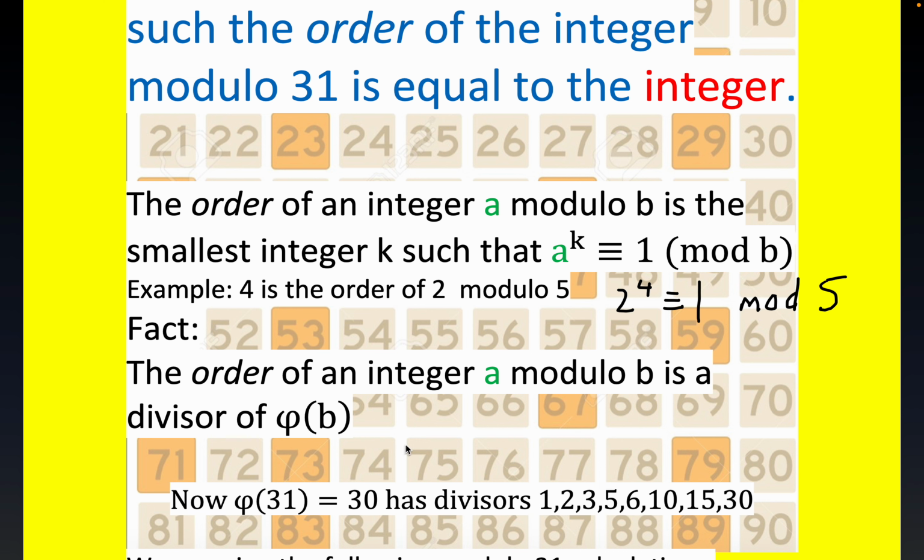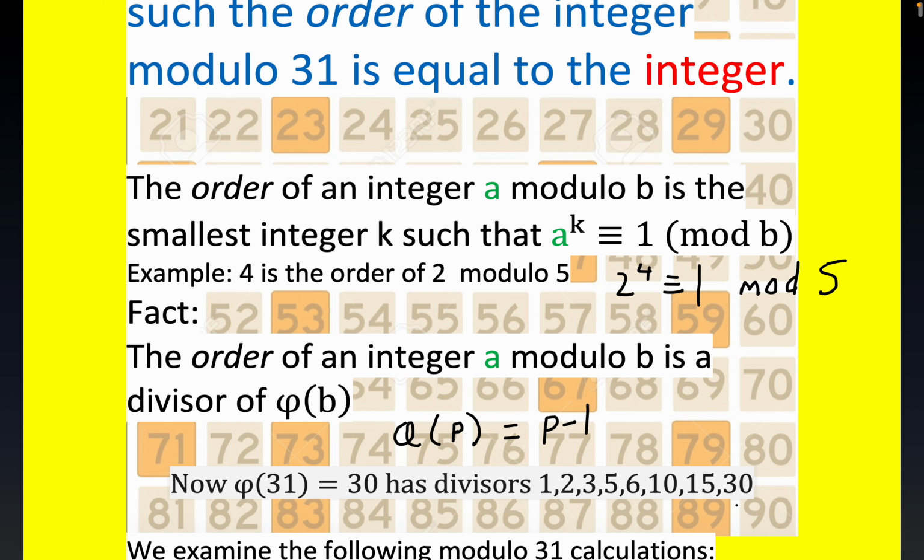Now, in general, as a side, phi of p, and you could almost define the phi function first and then define prime numbers next if you wanted to, phi of p is always equal to p minus 1, and that follows immediately from the definition of a prime number. Again, the phi function is a counting function that counts the number of integers less than the input argument that are relatively prime to the input argument. So this is equal to 30. This fact that I didn't prove is something that's proven in a number theory textbook. 30 has the divisors 1, 2, 3, 5, 6, 10, 15, and 30.